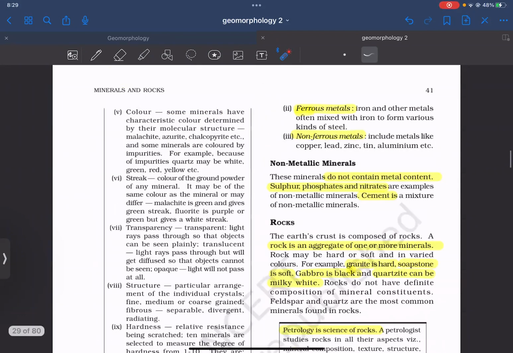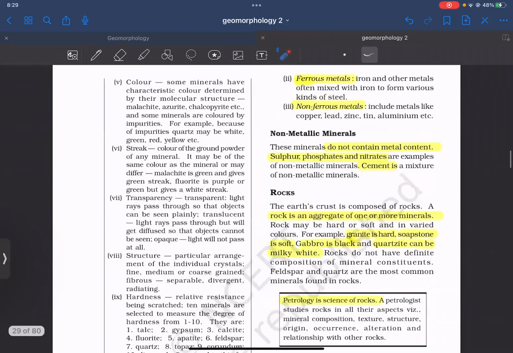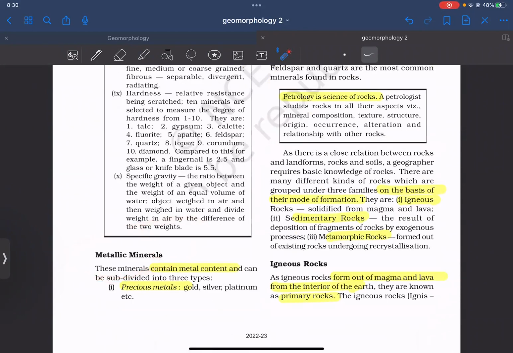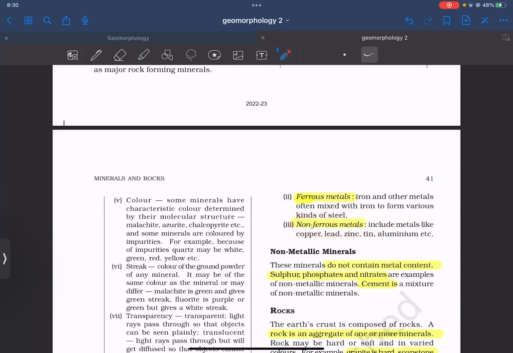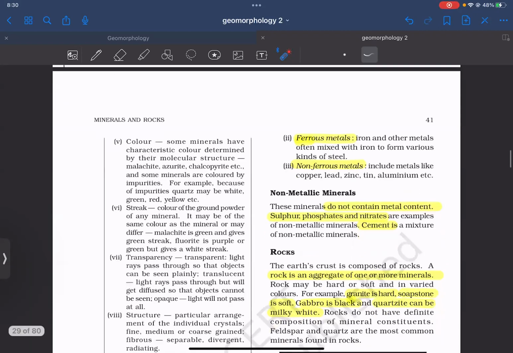All right. For UPSC, we have 2 types of minerals: metallic and non-metallic. Metallic ones contain metal content. We classify them into 3 types: precious metals, which are gold, silver, platinum; ferrous minerals, which contain iron; and non-ferrous, which do not contain iron: copper, lead, zinc, tin, aluminum. Non-metallic ones do not contain metal content: sulfur, phosphorus, nitrates. The best example is cement, a mixture of non-metallic minerals.